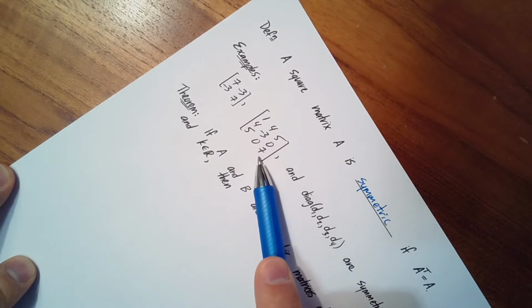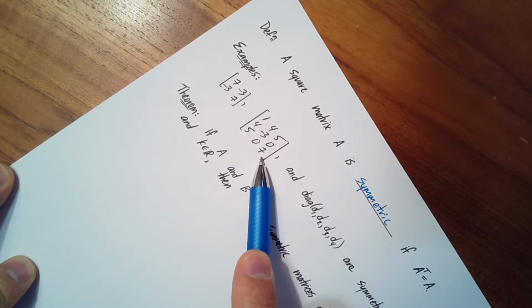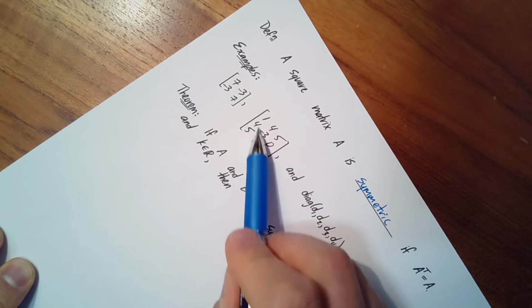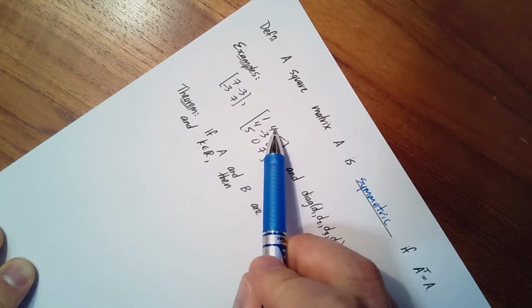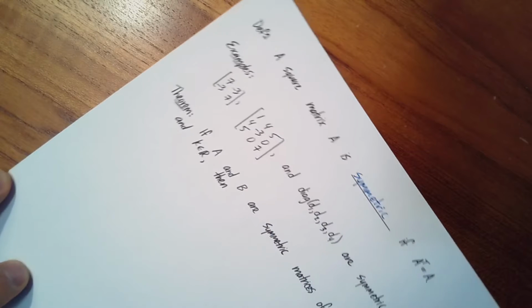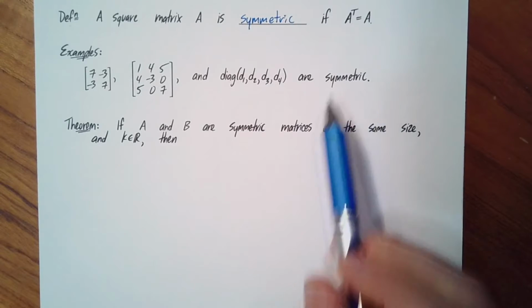Like this one, for example, the main diagonal is 1, negative 3, and 7. But this corner up here is a mirror of this corner up here, right? The 4 and the 4 match up, the 5 and the 5 match up, and the 0 and the 0 match up. So you can think about it that way as well. But officially, it's just if it's equal to its transpose. That's what it comes down to.